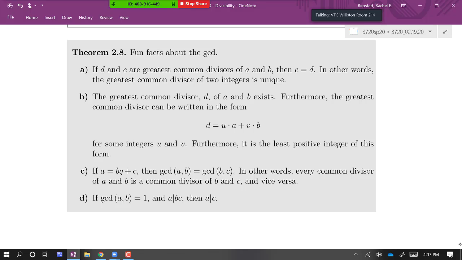But regardless of what it is, whatever the greatest common divisor is, you can actually write it as a linear combination of those two integers, which is actually a super useful fact. It is the least positive integer that you can write as a linear combination of those two. Is that a fun fact?